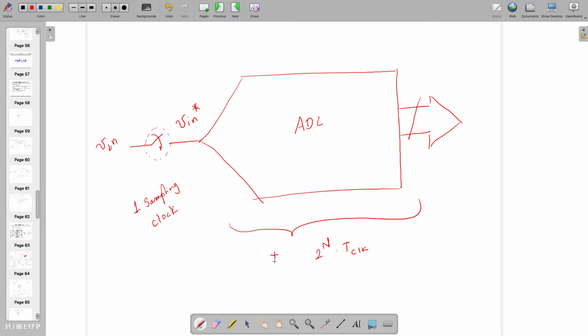So now you can see that even if you are working at 1 GSPS, what is the conversion time? Can you tell me? Sir, we should take conversion as 2 raised to n or 2 raised to n plus... No, 2 raised to n plus, sorry.